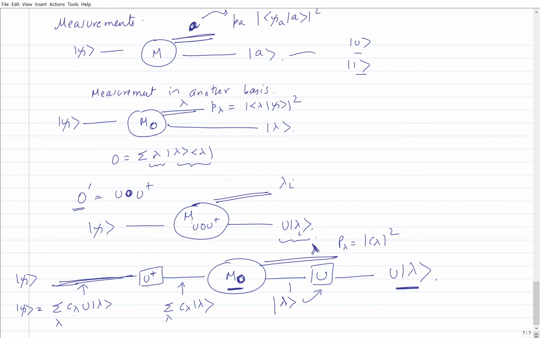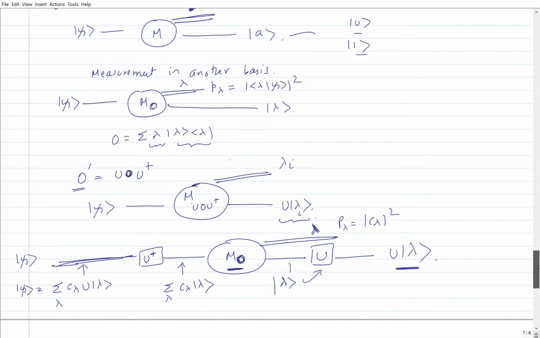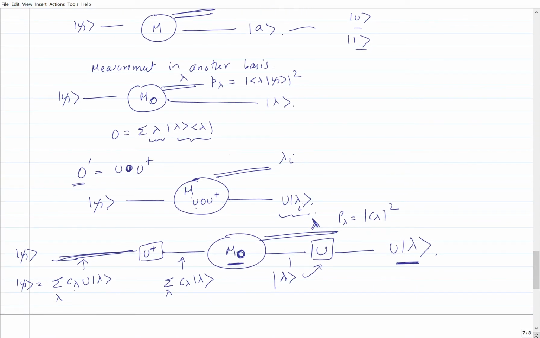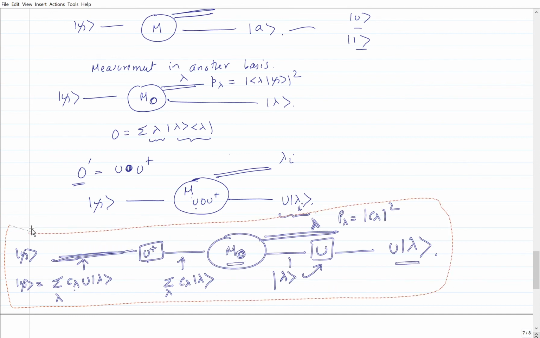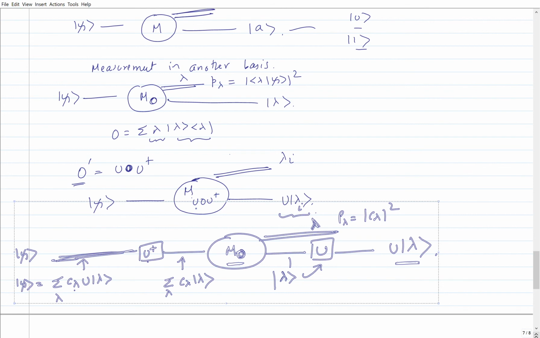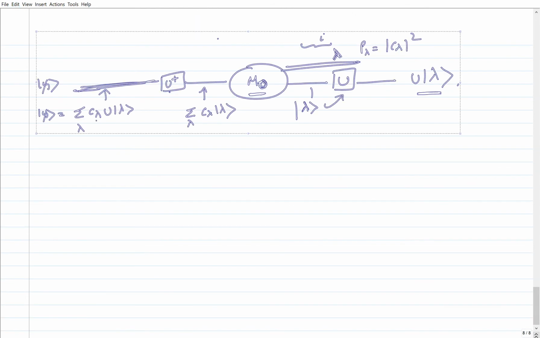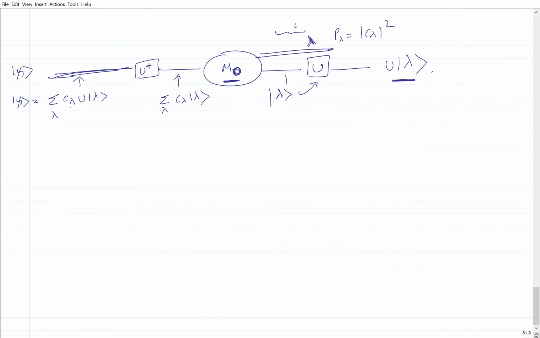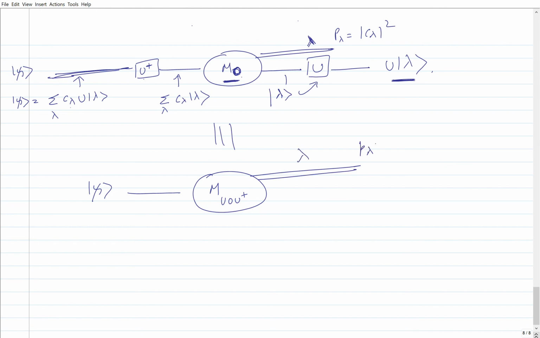So in other words, this circuit, where you're measuring a particular observable O, is equivalent to taking a state psi and measuring this particular operator. Again, you'll have a probability p of lambda.